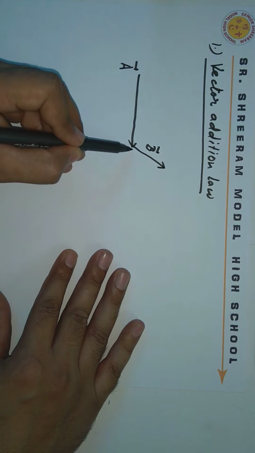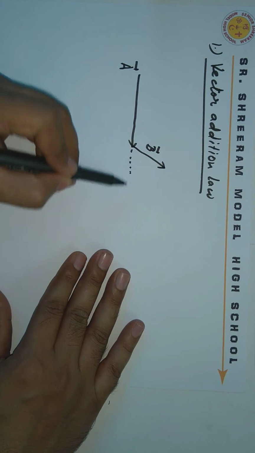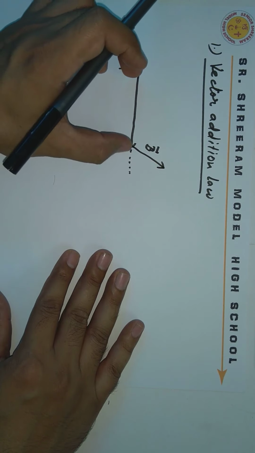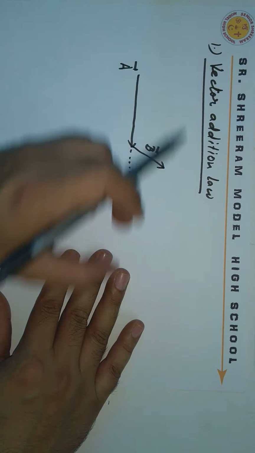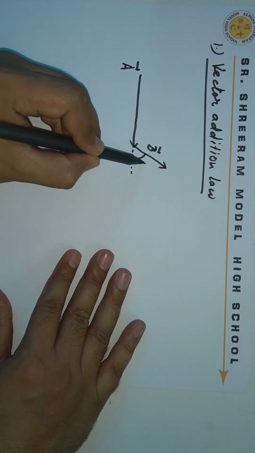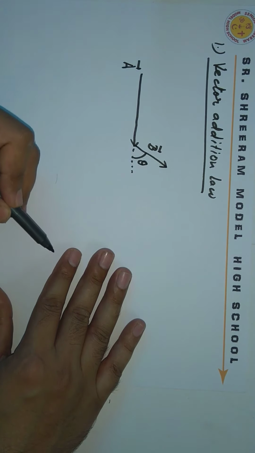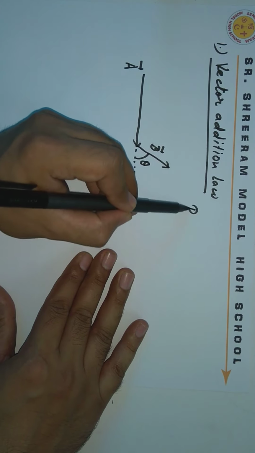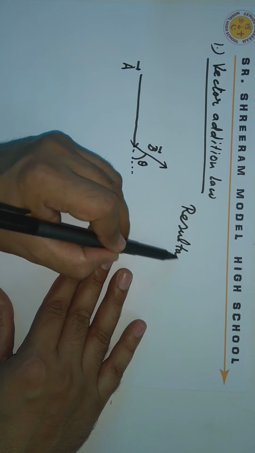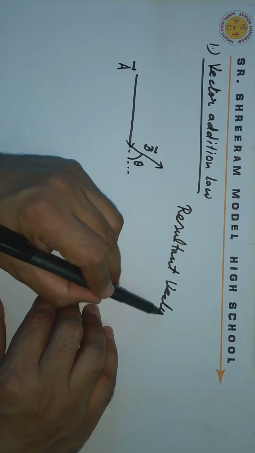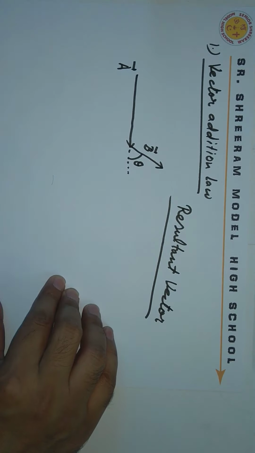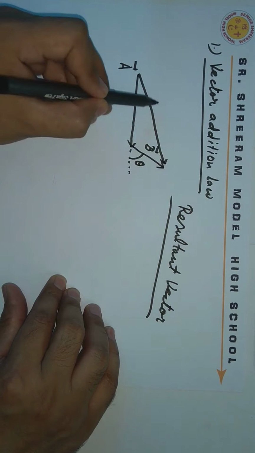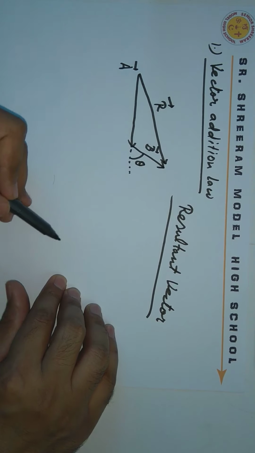As I told you, to find the angle between two vectors, we must join them tail to tail. They were joined head to tail, so I move this vector forward so that this becomes the angle between these two vectors. Now what is the identification of the resultant vector? The resultant vector is the vector whose tail is connected to a's tail and whose head is connected to b's head. This is our resultant vector.